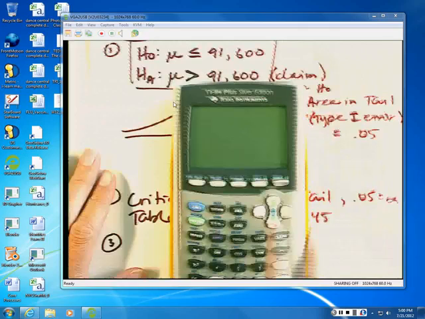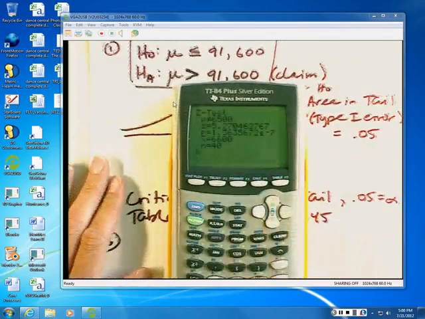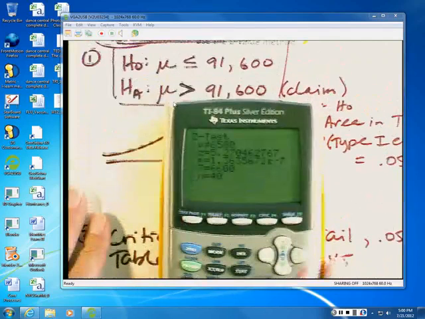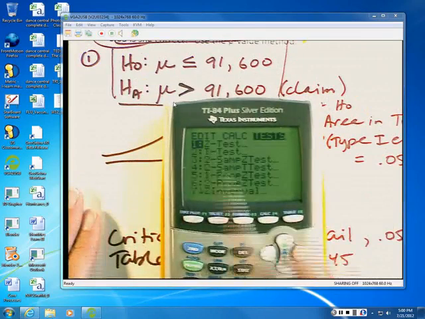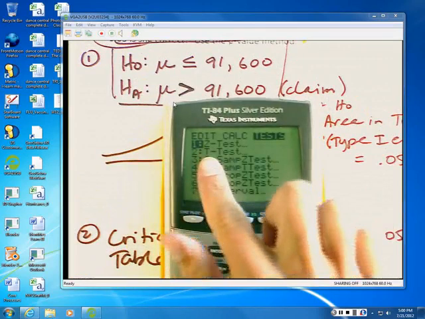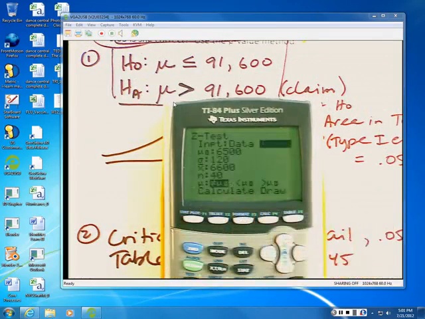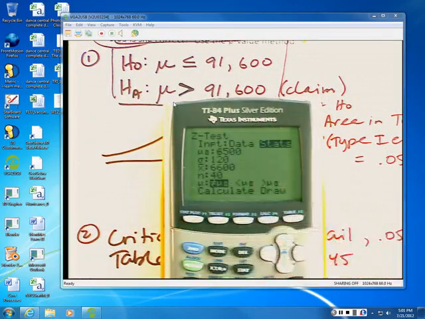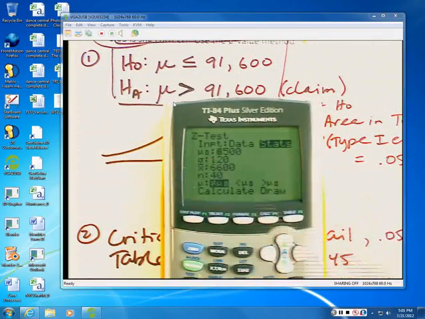Okay, so here's my calculator. You can see my claim there. So turn this on. Let me zoom in just a little bit more. Okay, so I'm going to clear this. I'm going to go to Stat, Tests. I am doing a z-test. If I had a sample size that was small, I'd change that to a t-test, but I don't. It's 100. So I go ahead and hit 1. I do have stats. I don't have raw data. My null mean is 91,600.